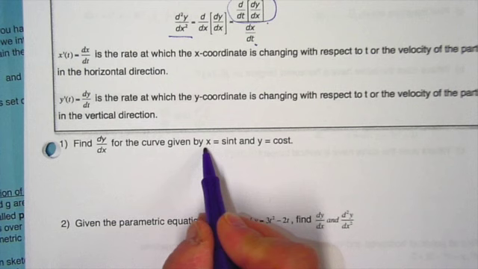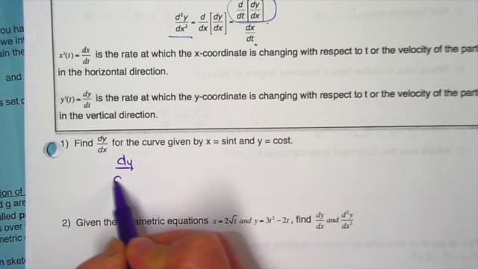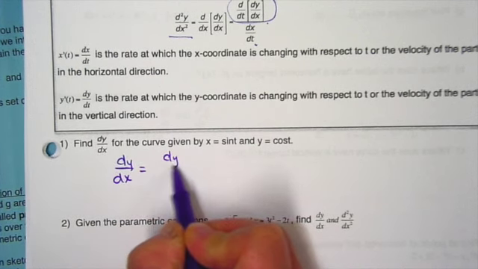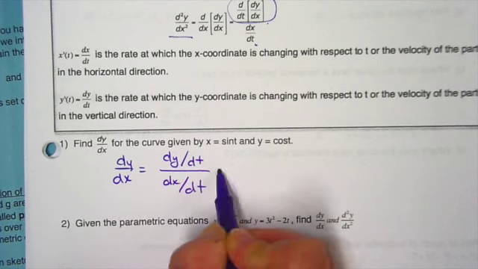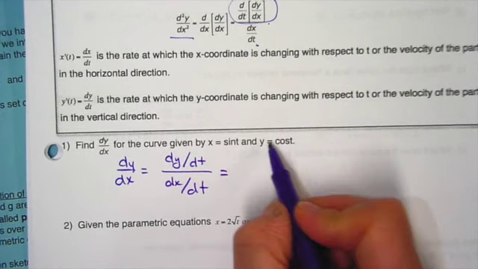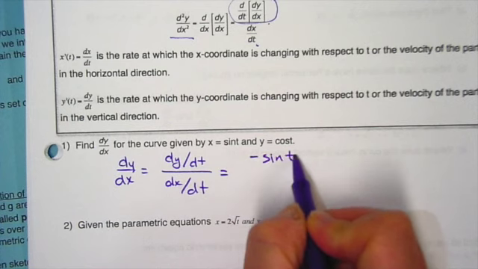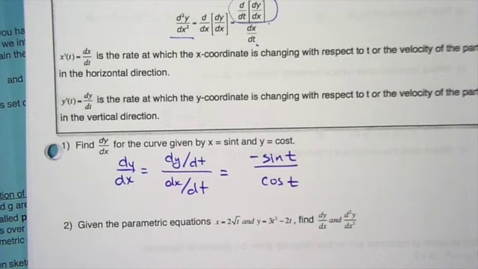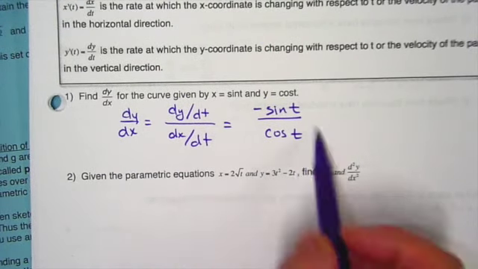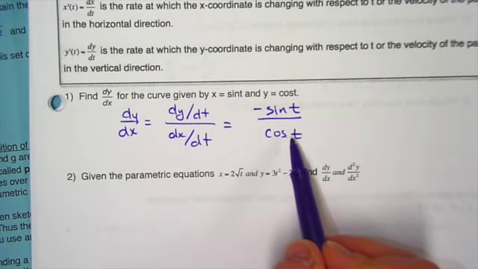So dy dx is dy dt divided by dx dt. So dy dt is going to be negative sine of t, dx dt will be cosine of t. That's it. Okay, so your answer will be in terms of t.